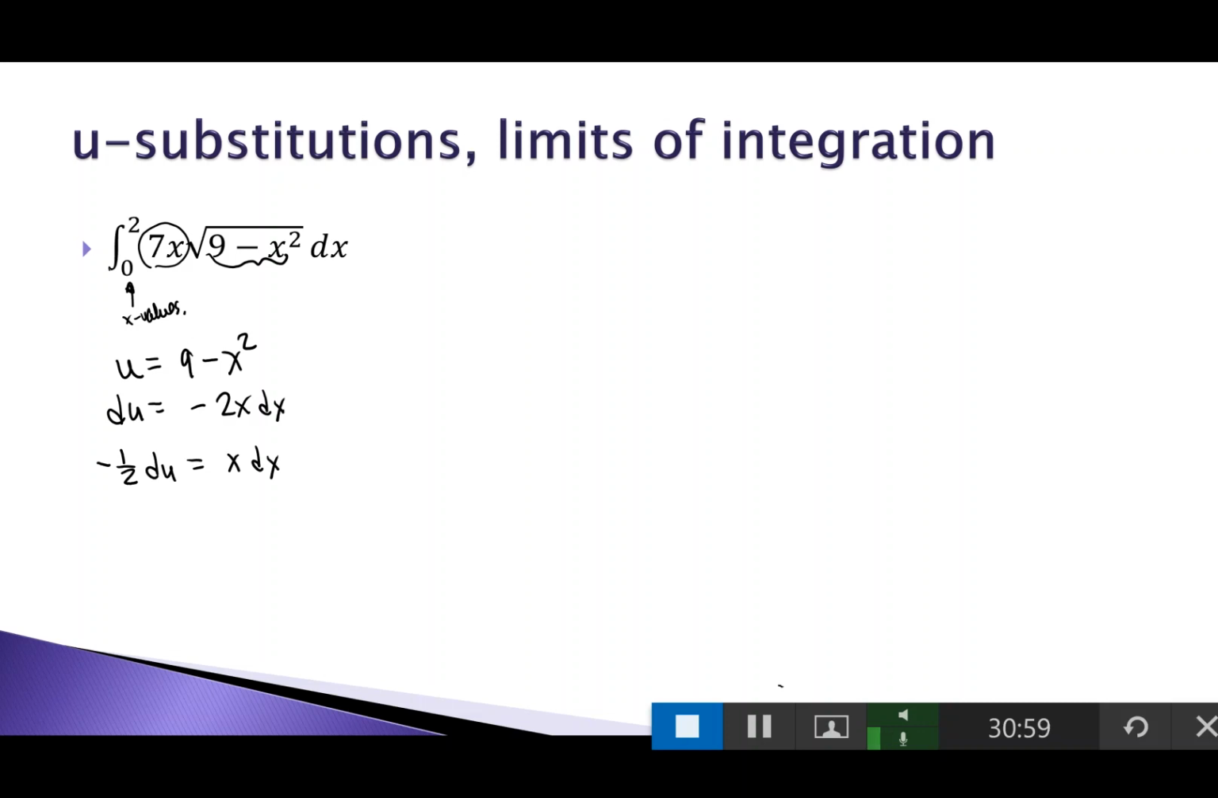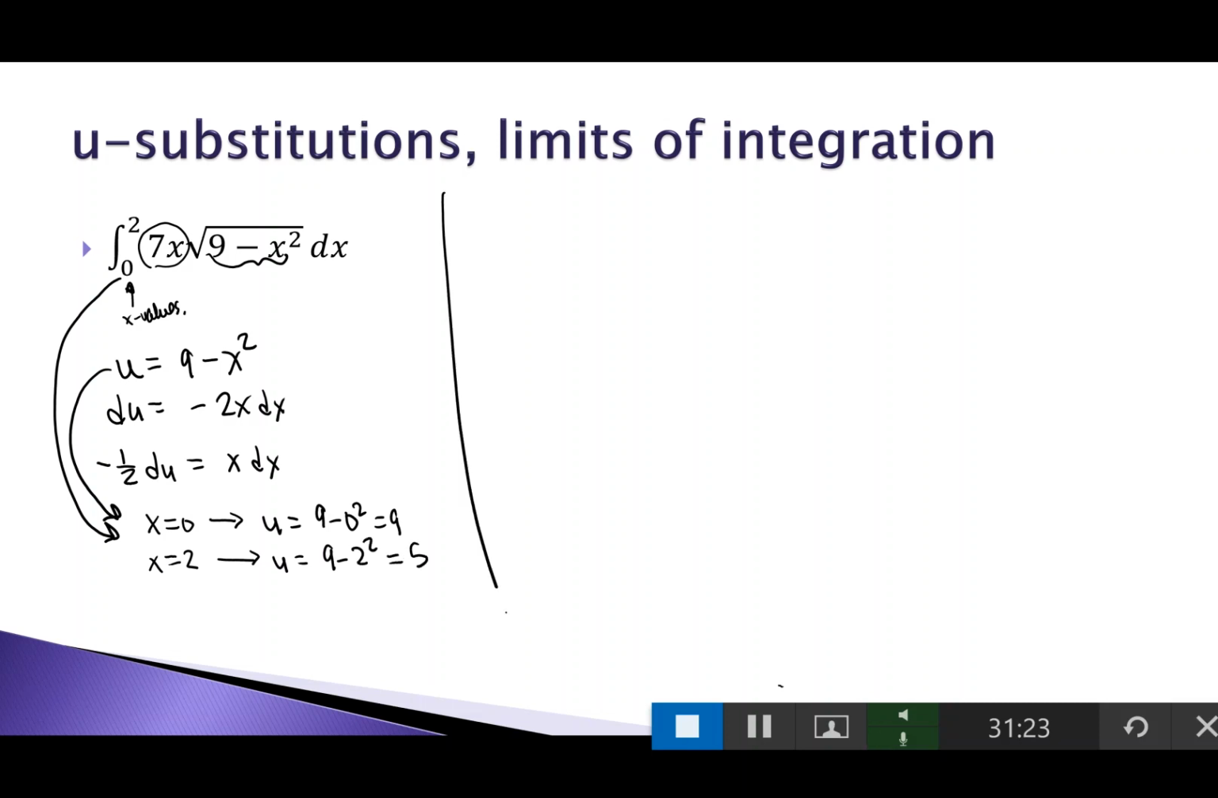And now I'm going to do one more thing. I'm going to take my limits of integration and I'm going to make the same substitution. When x equals 0, u becomes 9 minus 0 squared, which is 9. And when x is equal to 2, u becomes 9 minus 2 squared, which is 5. Now, everything is in terms of u, so I can do my substitution.